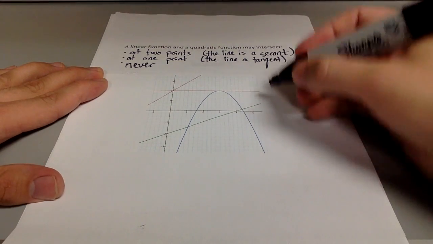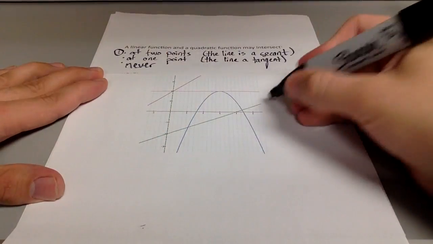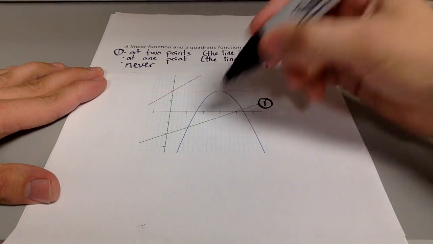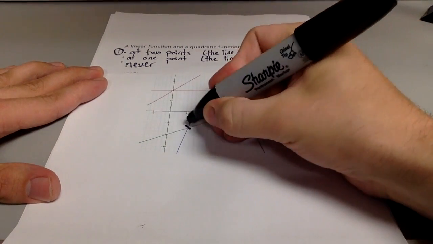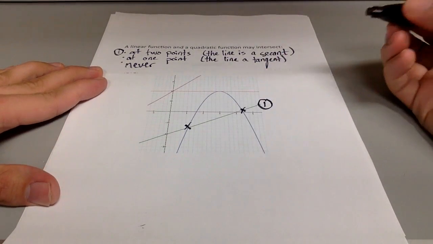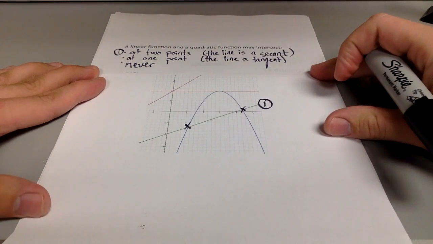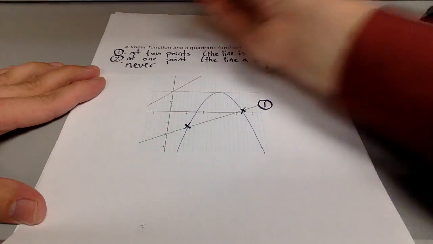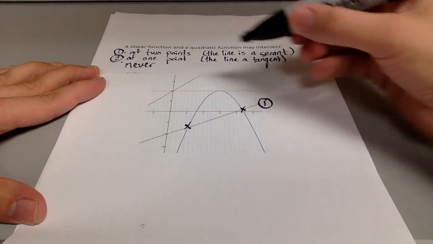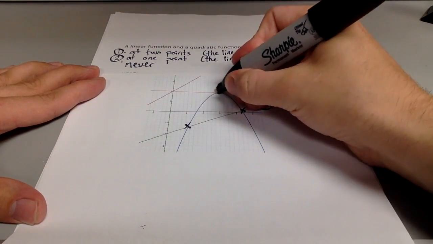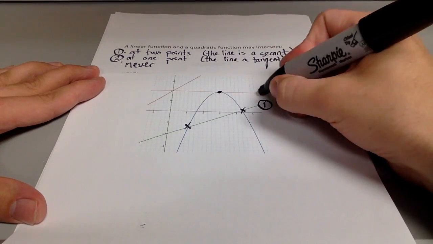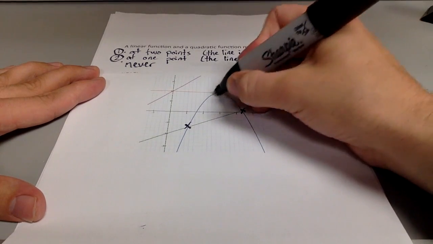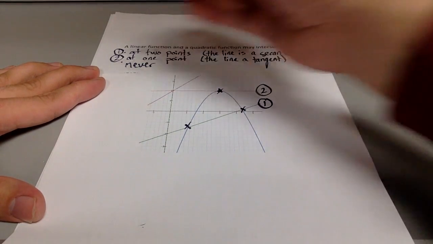Our first scenario is represented by this green line. I have a line that intersects this quadratic at 2 points, 1 point there, 1 point there. That makes this line a secant line. Scenario number 2 is where our line happens to just be tangent to the curve. It intersects at 1 point right there. That's our second scenario.